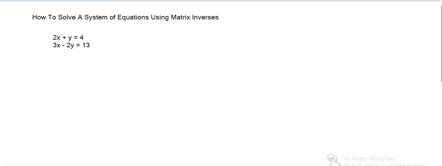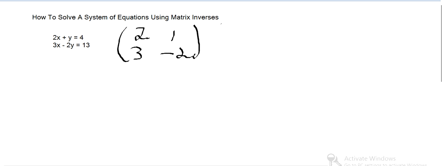Today we're going to continue yesterday's question about using matrices to solve systems of equations. It's the same one we looked at last time: 2x plus y equals 4, 3x minus 2y equals 13. Again, we can turn that into a system of matrices. So we write out the coefficients 2, 1, and 3, minus 2.